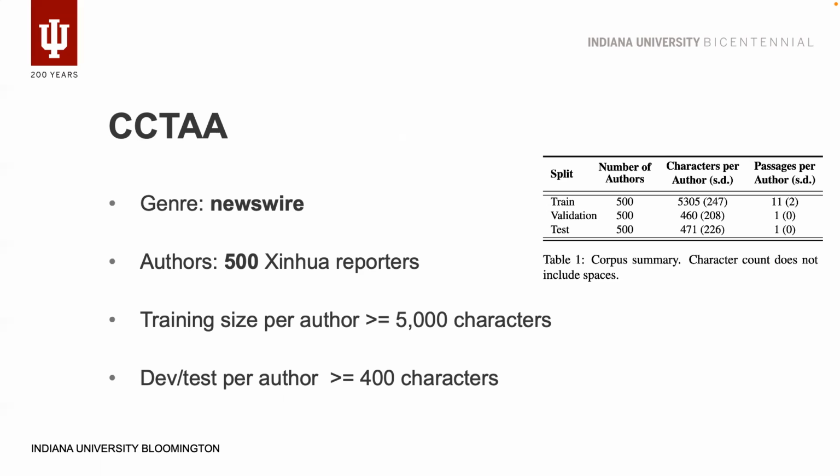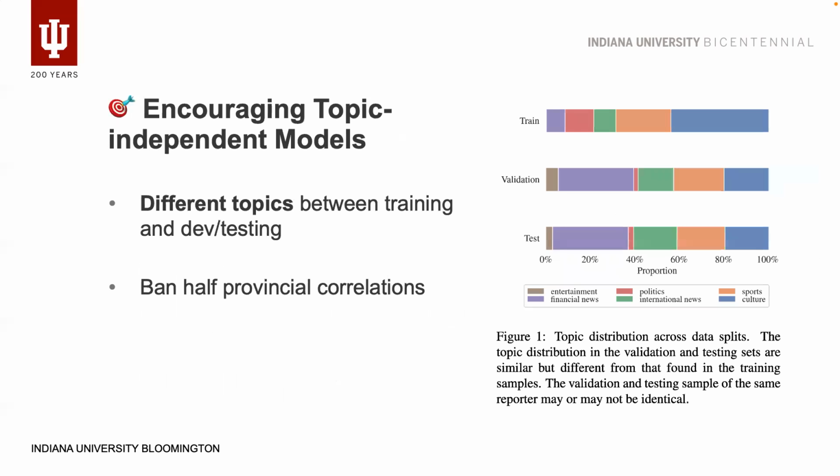Also, we have exactly one sample in the validation and testing sets, and examples in the two sets have more than 400 characters. First, the corpus encourages topic-independent models. There are 6 topics found in all splits: international news, culture, entertainment, financial, political news, and sports.